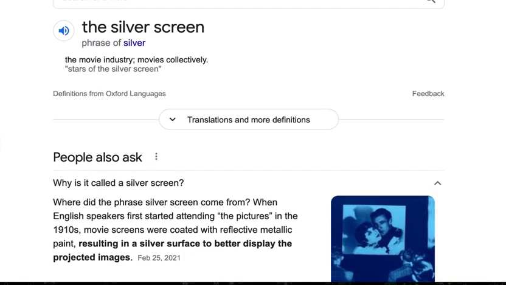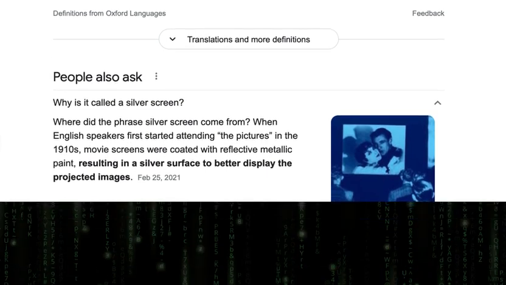Related to the word matrix and script is the word silver. Silver in the context of the silver screen. A definition of a silver screen from Google: when English speakers first started attending the pictures in the 1910s, movie screens were coated with reflective metallic paint, resulting in a silver surface to better display the projected images. So silver in this context is related to matrix and script.